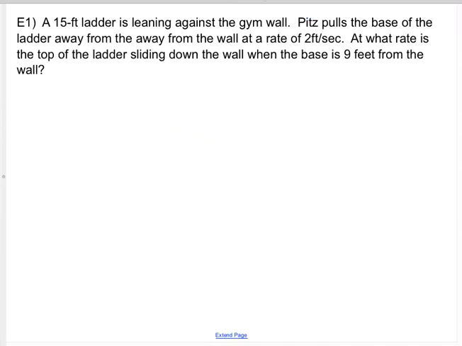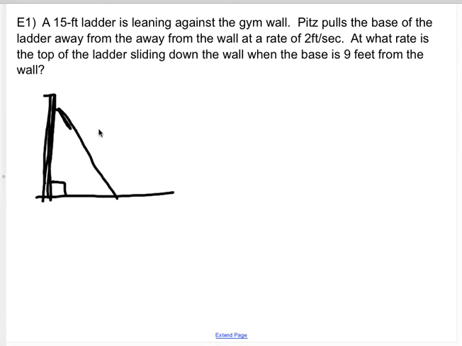So if we draw this situation, so here's the gym wall. Oh, that's terrible, but you get the idea. You can assume that the ground makes a 90-degree angle with walls and buildings unless you are specifically told otherwise, even if your drawing is terrible. So there is a ladder leaning against the wall, right? So this is a ladder. And again, ignore my terrible, terrible drawings.